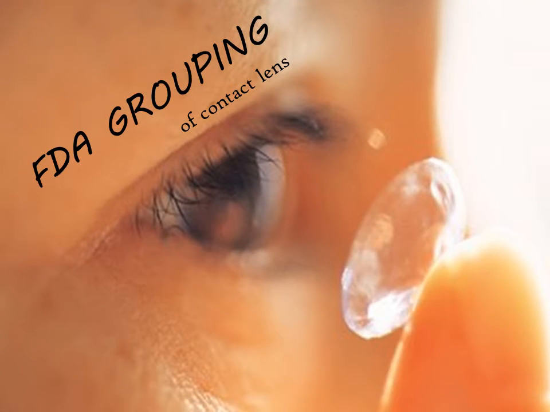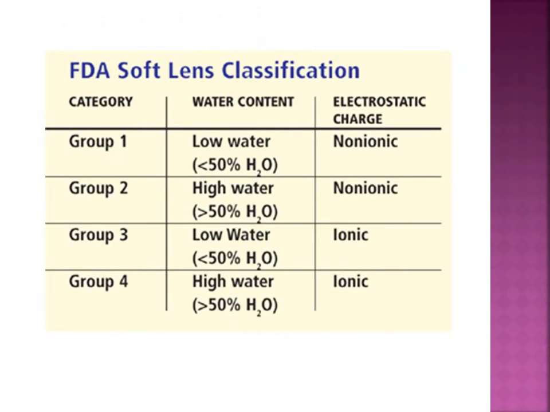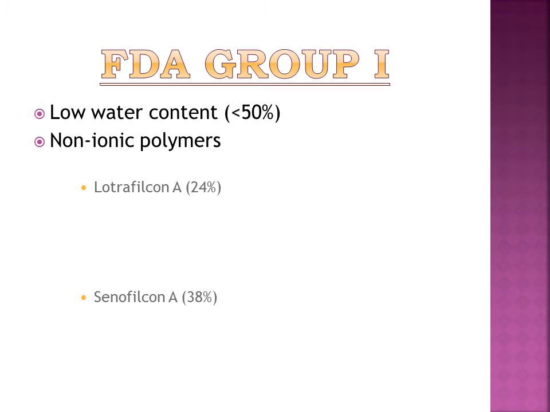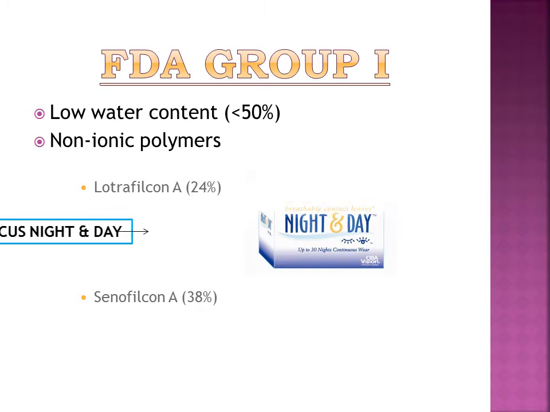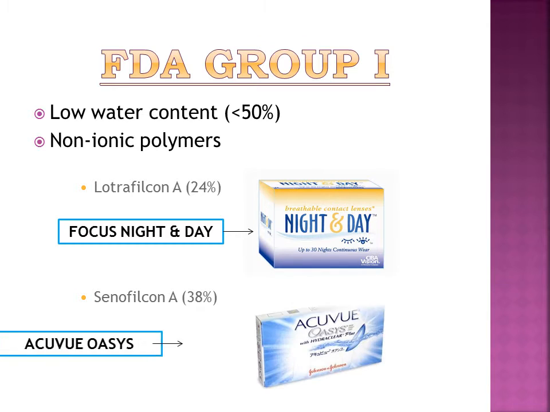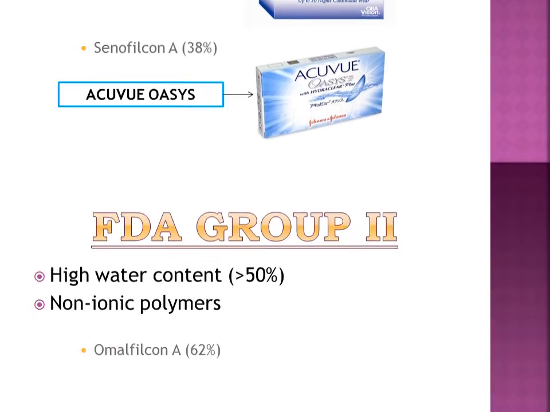Now we move on to the FDA grouping of contact lenses. There are 4 FDA groupings. FDA Group 1 has low water content, which is less than 50%, and it also contains non-ionic polymers. Some examples of these are Lotrafilcon A, which is found in Focus Night and Day, and Senofilcon A, which is found in Acuvue Oasys.